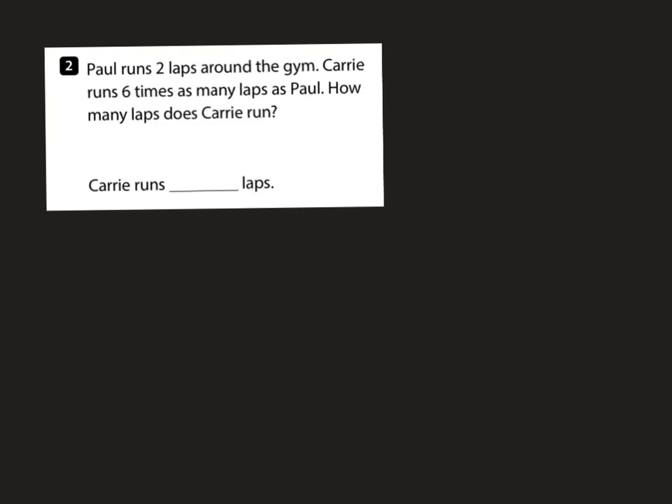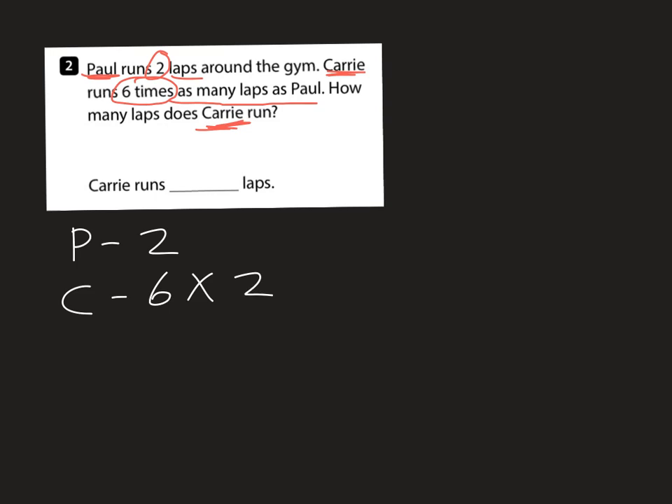All right, number 2. Paul runs 2 laps around the gym. So that's Paul, and he's running 2 laps. Carrie runs 6 times as many laps as Paul. So how many laps does Carrie run? All right, so here again, I'm going to decontextualize the problem. I'm going to pull out all of my information and get rid of my words. So we start out with Paul, and we know that Paul runs 2 laps. And then we see Carrie runs 6 times as many as 2.